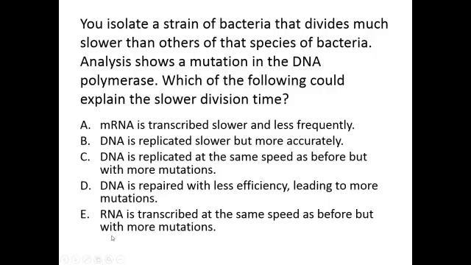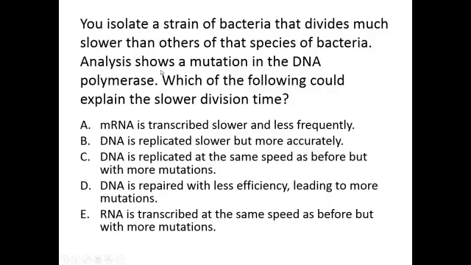Well, I've got two answer options that talk about RNA. DNA polymerase does not make RNA polymers, so I can eliminate A and E right off. So I'm left with B, C, and D. DNA is replicated slower, but more accurately. Well, that would certainly explain why this strain of bacteria divides much more slowly than others of that species.